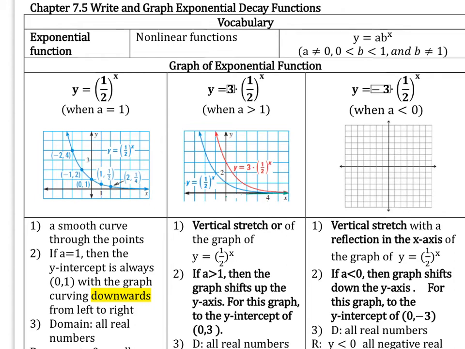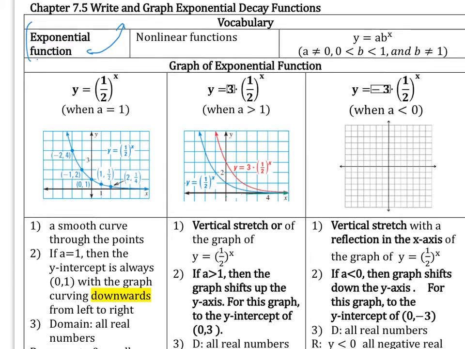7.5. Write and graph exponential decay functions. For this lesson, we're still going to continue to explore the concept of exponential functions. In 7.4, we learned about the exponential growth model, which is a type of exponential function where the graph curves upward from left to right.